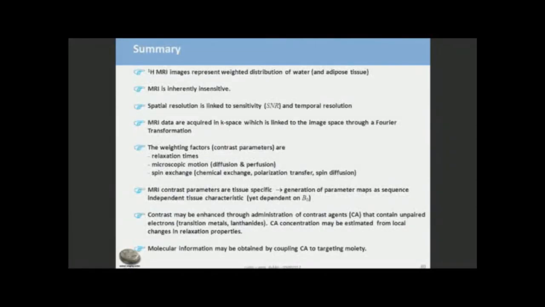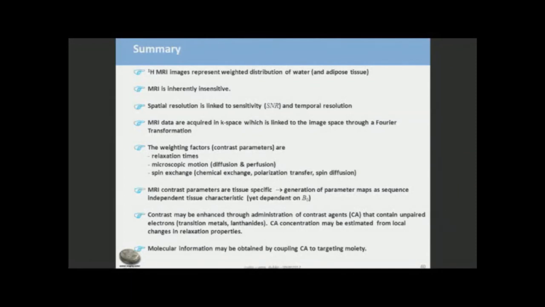And this brings me to my last slide, which tells you that proton images represent the weighted distribution of water and adipose tissue, that we are inherently insensitive, which I think is a major limitation of MRI, and that the spatial resolution is linked to sensitivity and temporal resolution. We cannot really look at one without looking at the others, which is important. Data are typically acquired in K-space, which is linked to the image space by a Fourier transformation, which is a very elegant solution of the reconstruction problem. Fourier transformation can be carried out very efficiently.